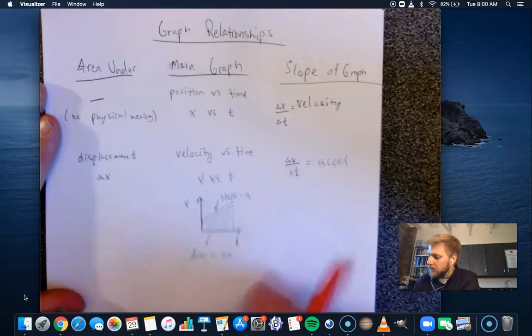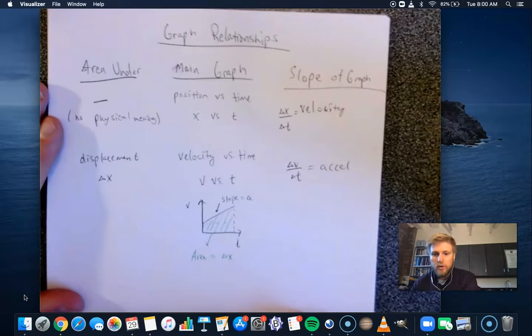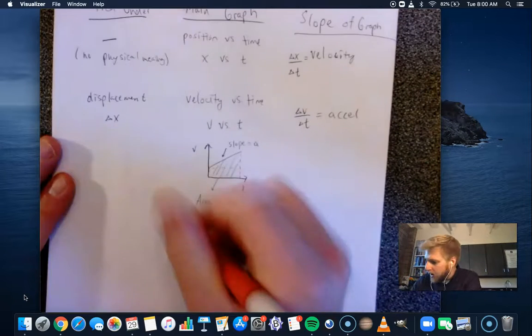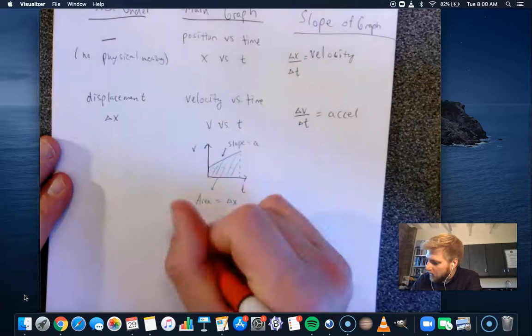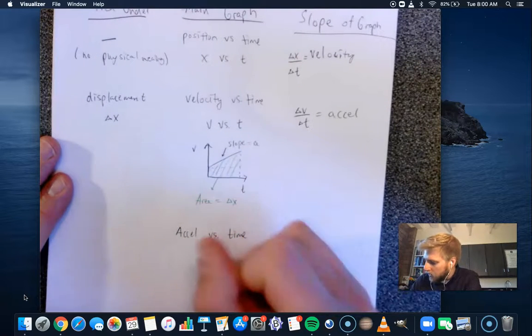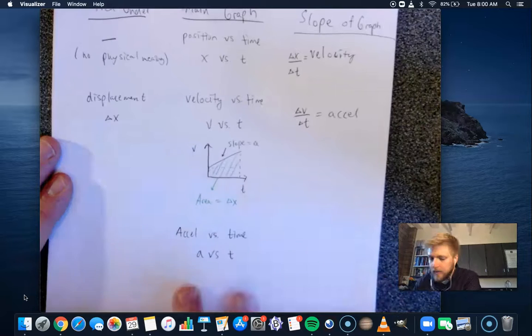So in a bunch of ways, a velocity versus time graph is maybe one of our most useful types of graphs, because you can get basically any information you want about an object if you know its velocity. Which is pretty cool. Okay, moving forward. Let's finish up by talking about the acceleration versus time graphs. So that would be accel versus time, or just a versus t.